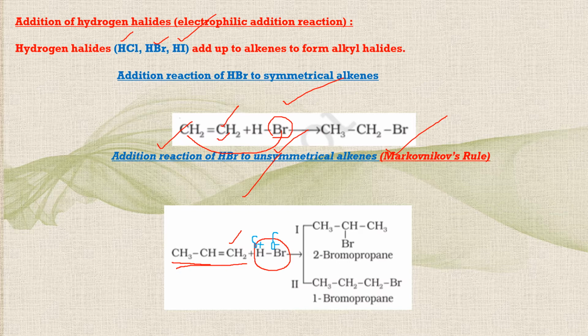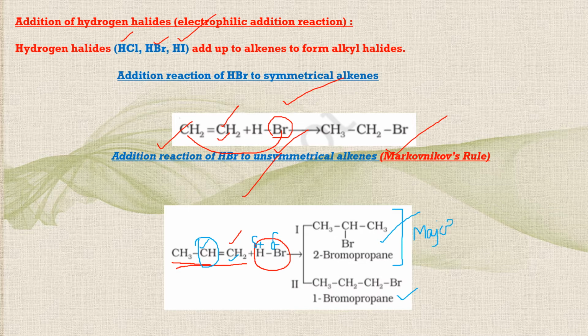So the negative part goes to that carbon which has lesser number of hydrogens. I have to see the carbons, those carbons only which are involved in double bond. So here this carbon has one hydrogen and this carbon has two hydrogens. So here the Br will come because it has lesser number. So I will be getting 2-bromopropane. It does not mean that 1-bromopropane will not be formed. It will be formed, but we are predicting the major product, the one which is in more quantity. So that will be 2-bromopropane.